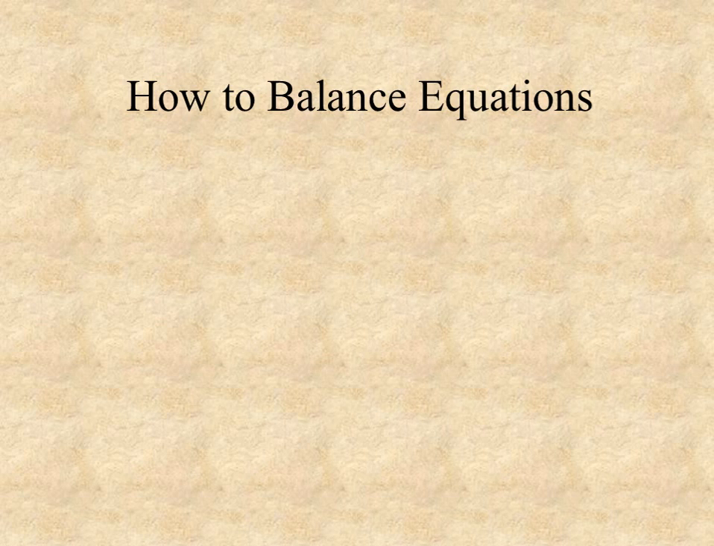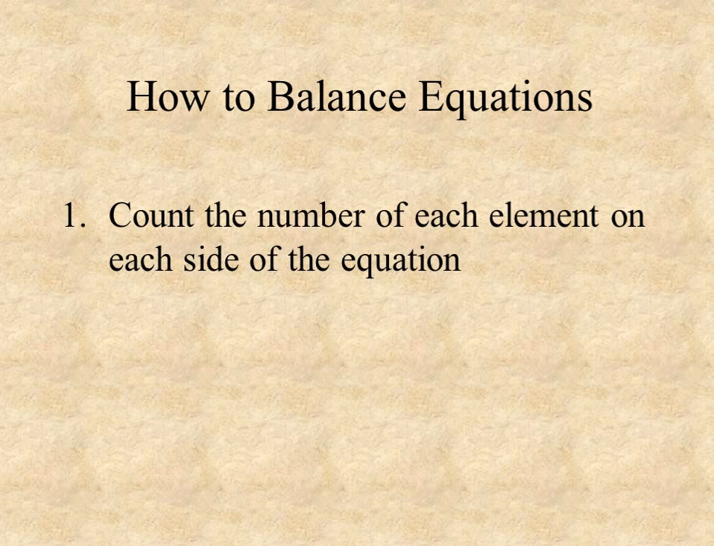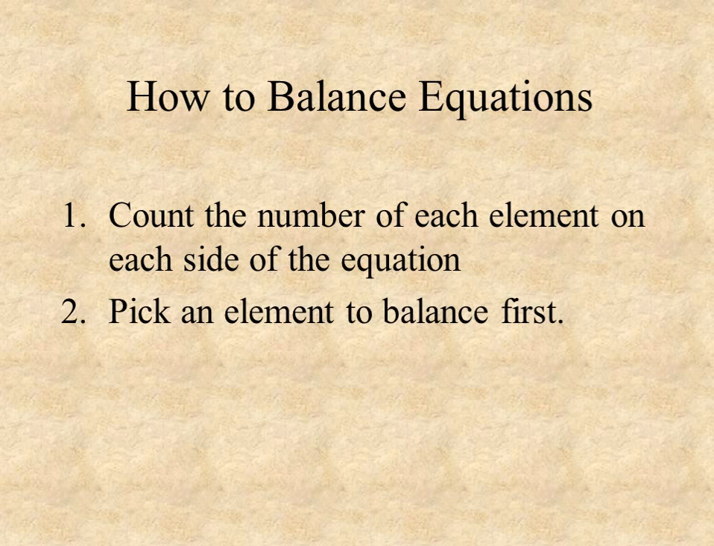Once we have a skeleton equation, then we need to balance the equation so that it satisfies the law of conservation of matter. In order to do this, we first need to take an inventory of how many of each element we have on both the reactant and the product side of the equation. Once we have this inventory and we've determined that there's a need to balance the equation, because sometimes the skeleton equation will already be balanced, but if we determine that there's an imbalance in one or more of the elements, then we need to pick an element that we're going to start with.